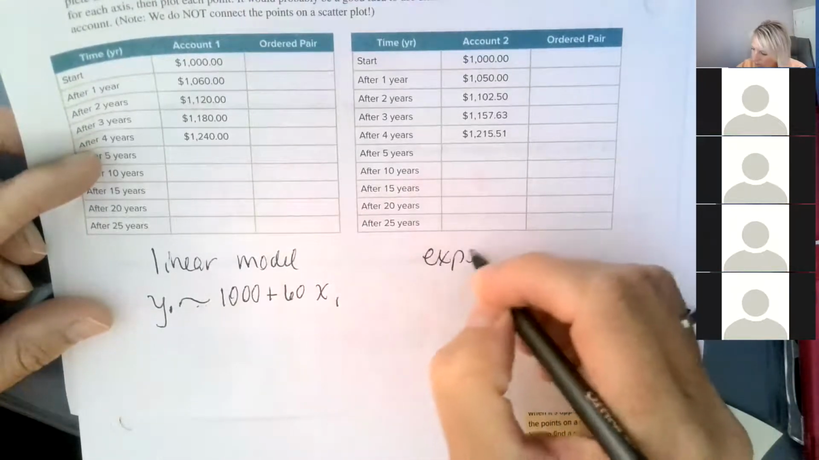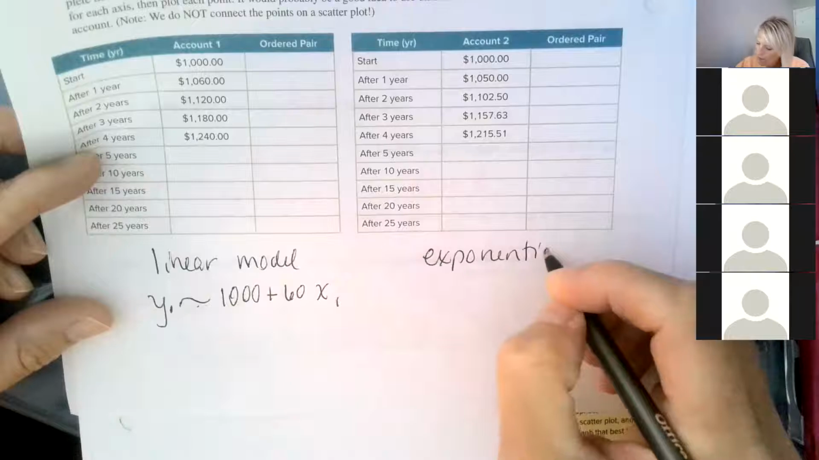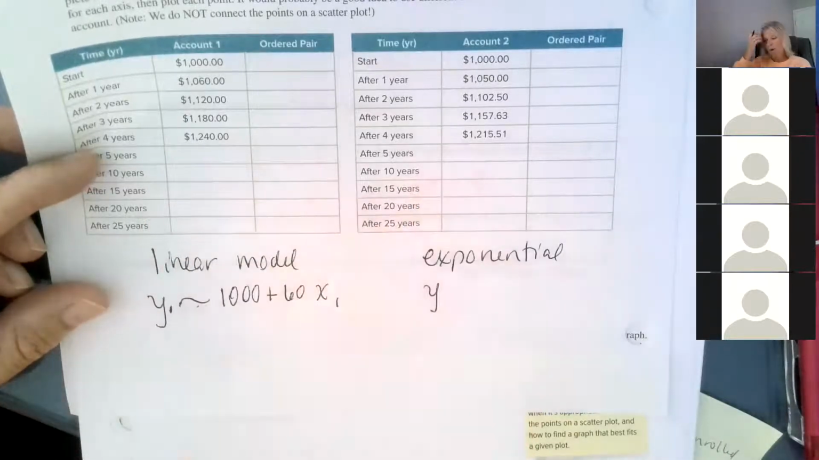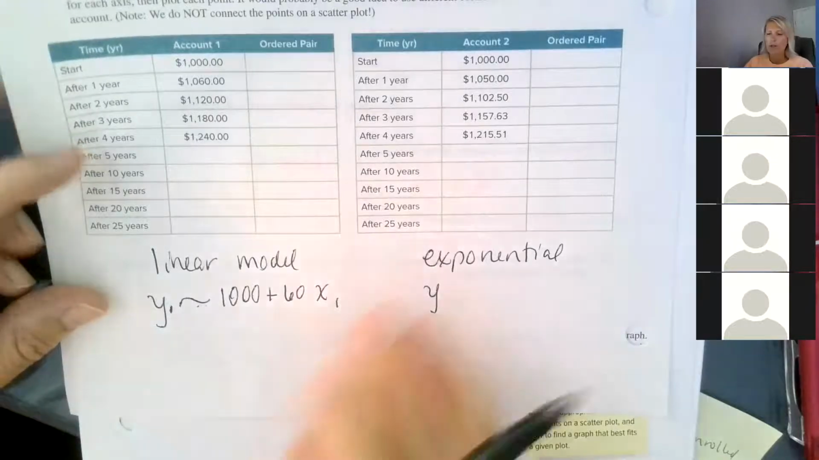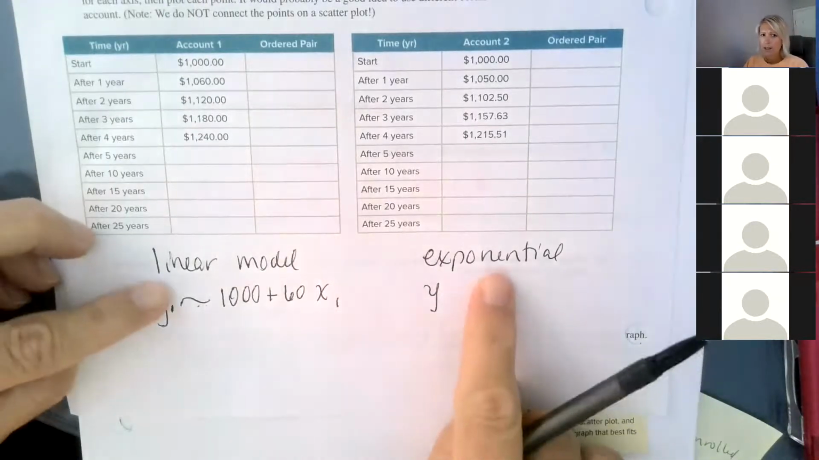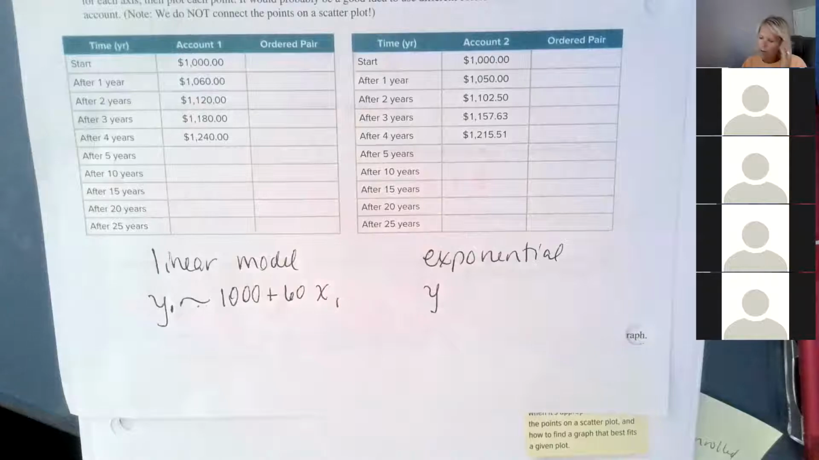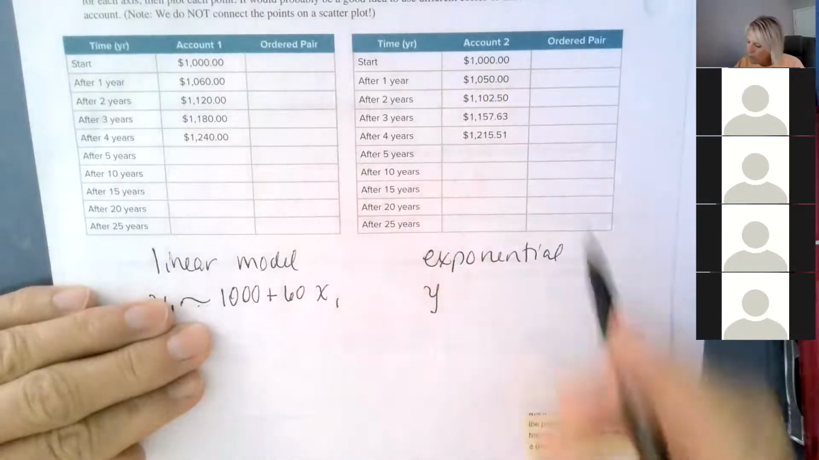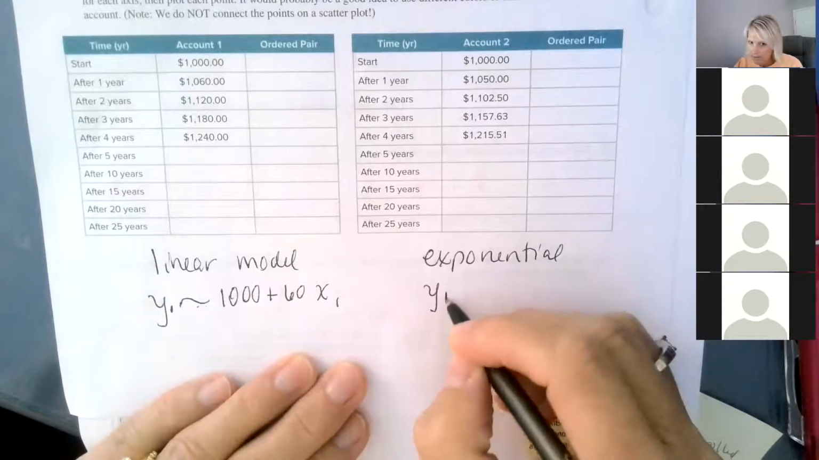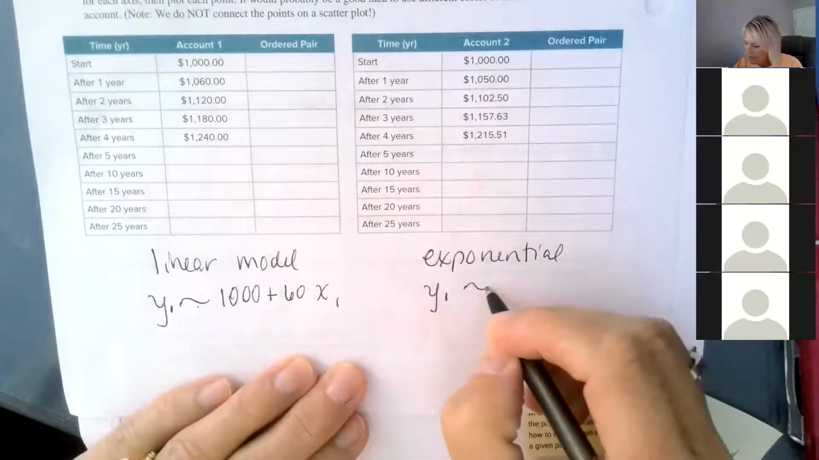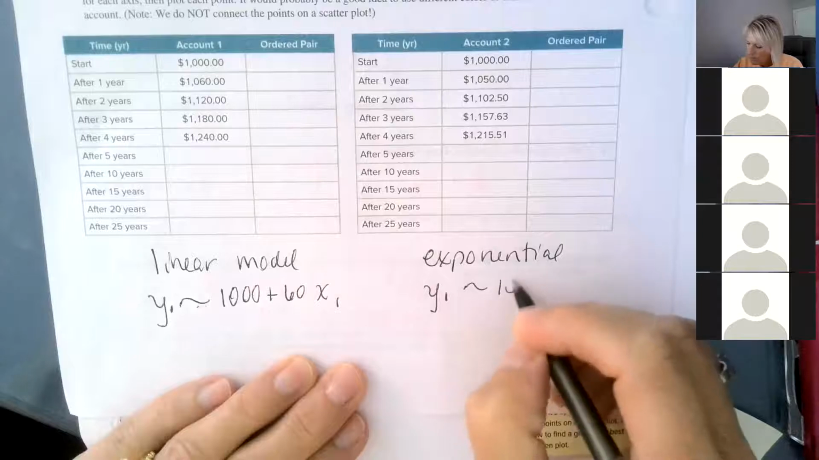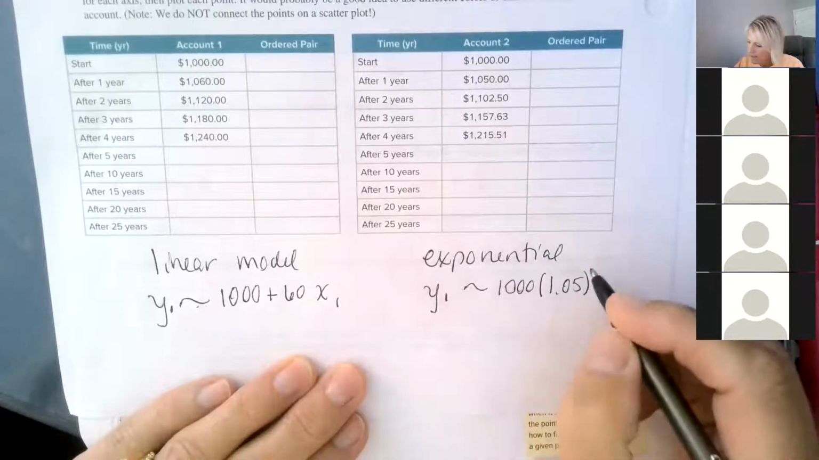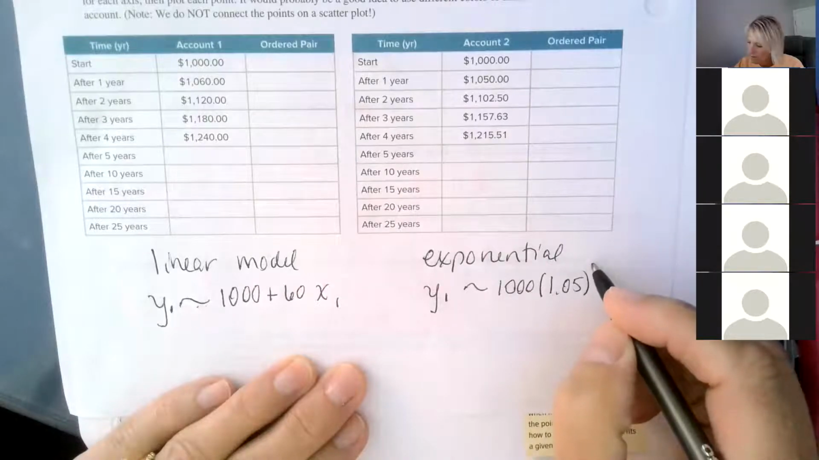For the exponential, we would do the same thing. And since we know these are linear and exponential, we can do them. But what we're going to be doing in the later lessons is use the same data, put in both, and see which one is better. Right now, we already know this one is linear over here. We already know that this one over here is exponential. So for the exponential, it's going to be Y1, my tilde symbol, then 1,000 parentheses, 1.05, and X1.